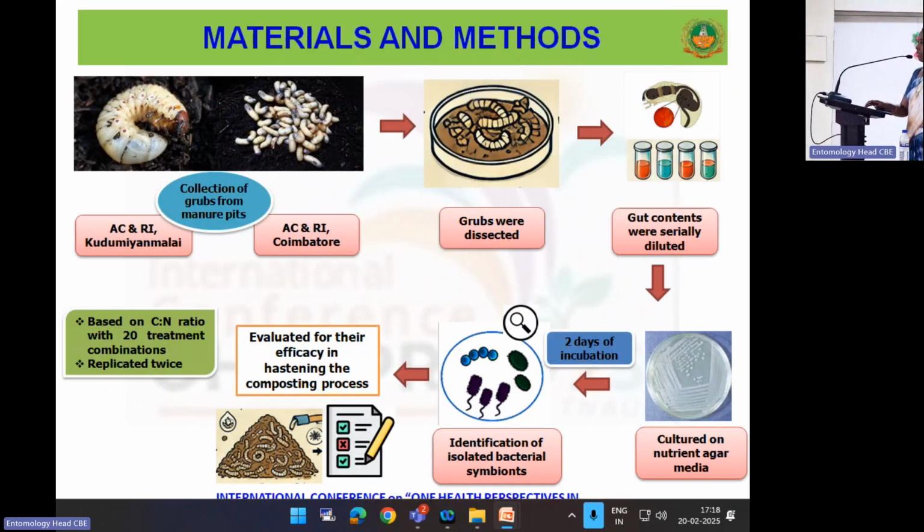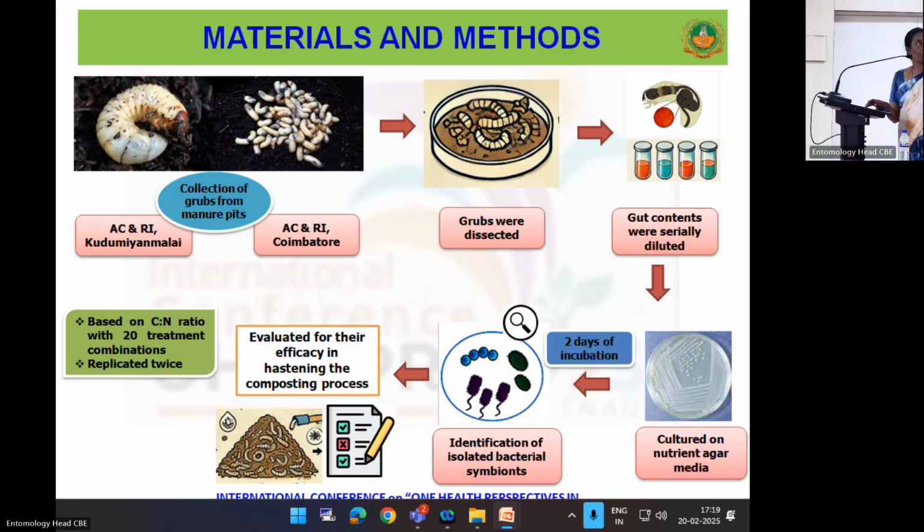With this objective, we have collected the rhinoceros grub from the two locations. One is from Coimbatore and another one is from the Kudumiyanmalai campus. And we have isolated and identified the bacterial symbionts which are present in that. And then those bacterial symbionts were evaluated for their efficacy in enhancing the decomposing process.